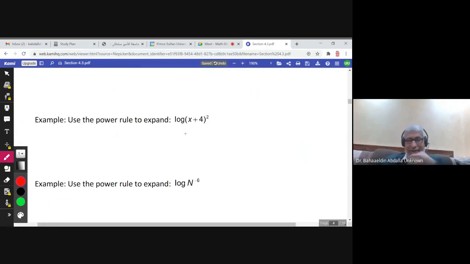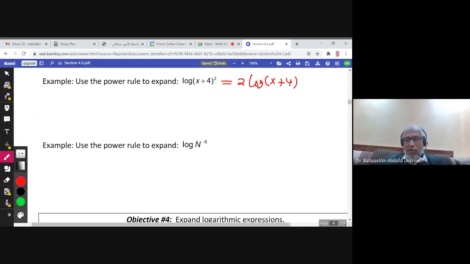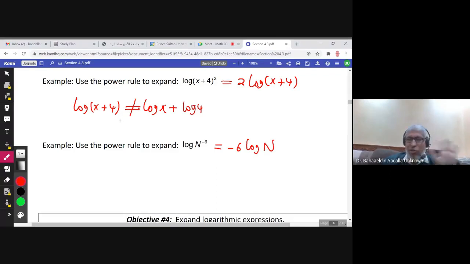Here, for example, you can expand this. You can write it 2 times log of x plus 4. And here, you can write it negative 6 log N, capital N. Of course, notice an important remark. Log of x plus 4 is not equal to log x plus log 4. This is not correct. There is no rule like this.